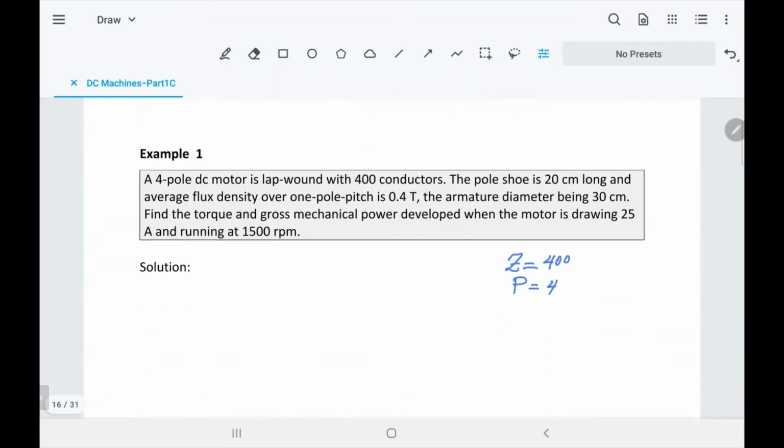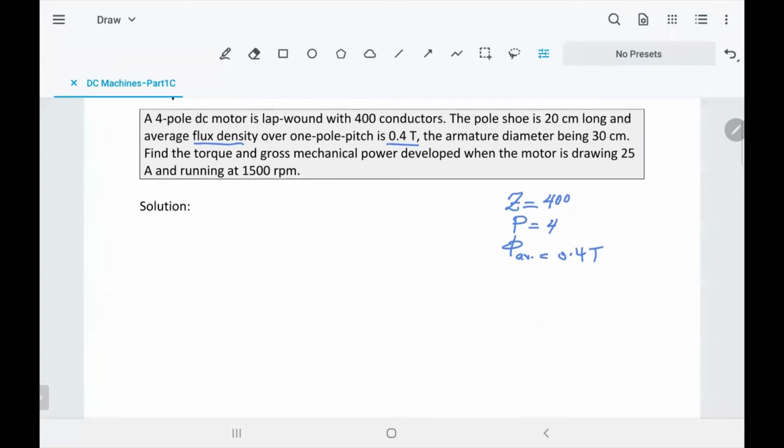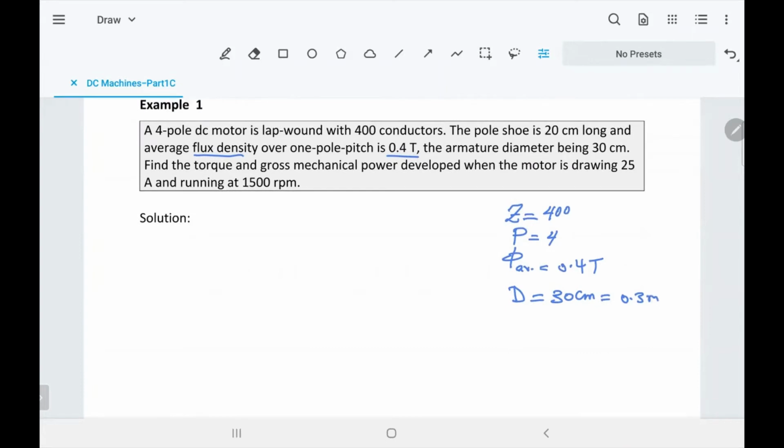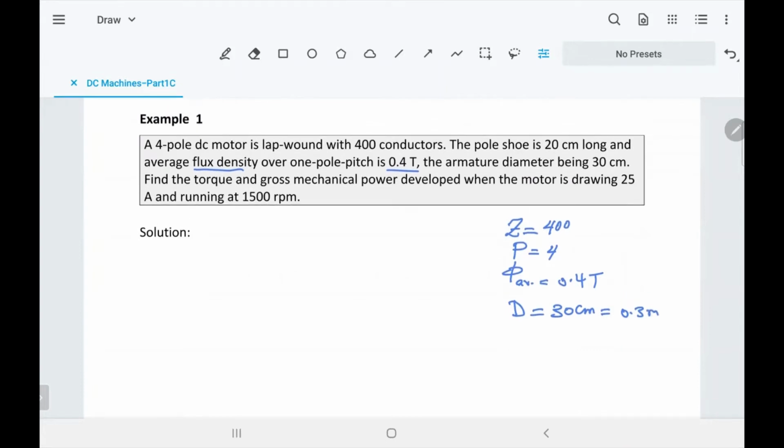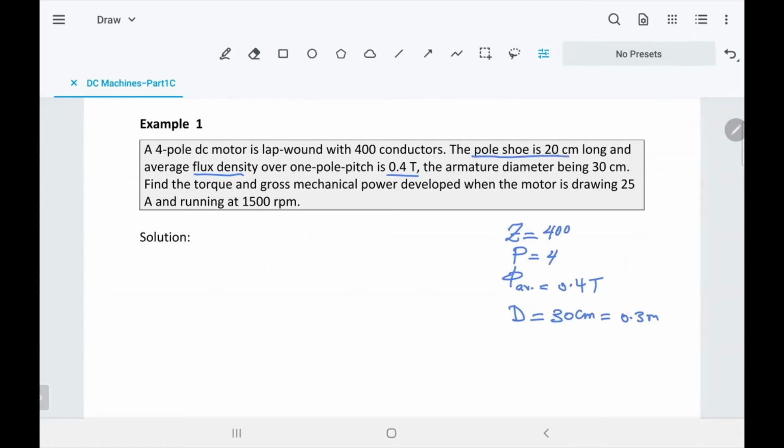It's given that the average flux density over one pole pitch is equal to 0.4 Tesla. So we'll call it B average, equal to 0.4 Tesla. The armature diameter is equal to 30 centimeters, so the diameter D is 0.3 meter. What else? Oh, we forgot, the pole shoe is 20 centimeters long, so our L is equal to 0.2 meter.